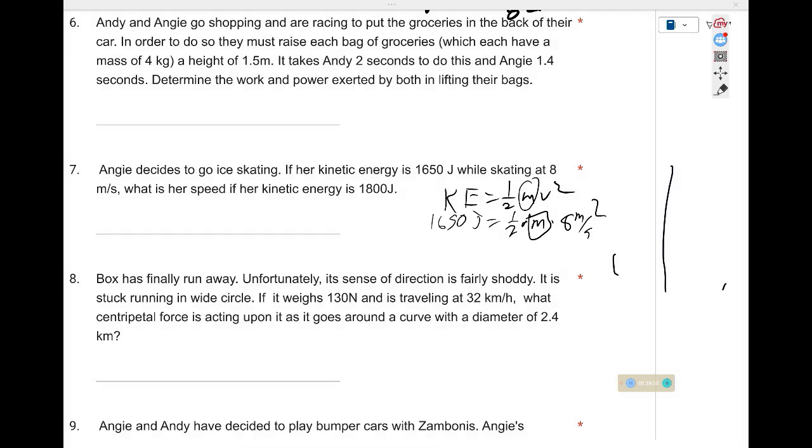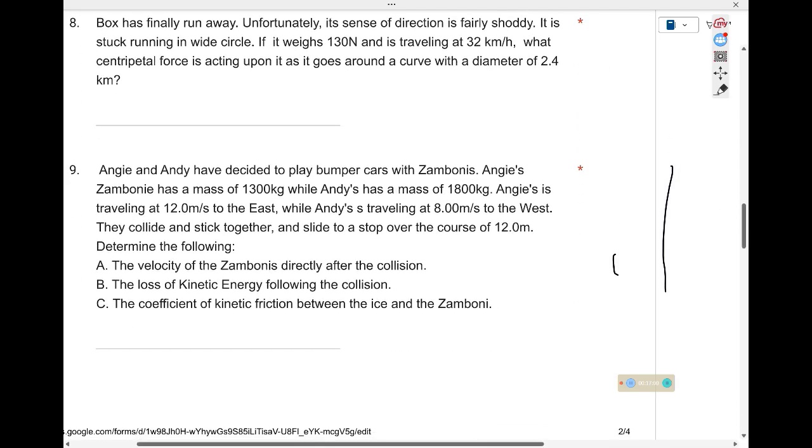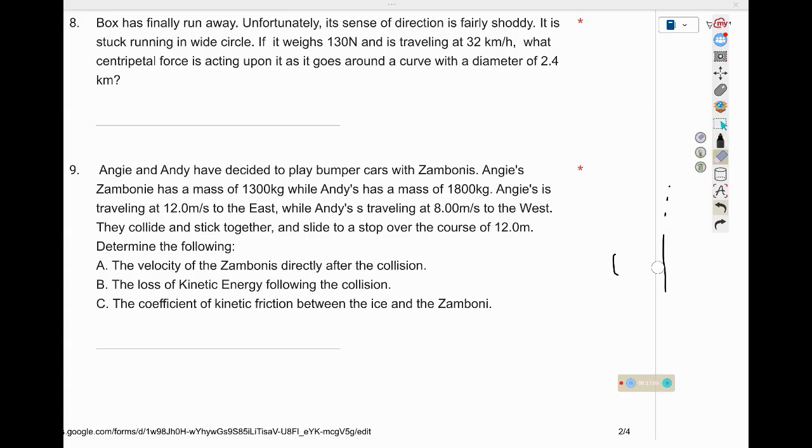Nope. Go back up here. Okay, box has finally run away. Probably sick and tired of being in the middle of all these problems that Andy and Angie have. Okay, so unfortunately its sense of direction is fairly shoddy. It's stuck running in a wide circle. If it weighs 130 newtons and is traveling at 32 kilometers an hour, what centripetal force is acting upon it as it goes around a curve with a diameter of 2.4 kilometers? Okay, so this is just a mean problem altogether.